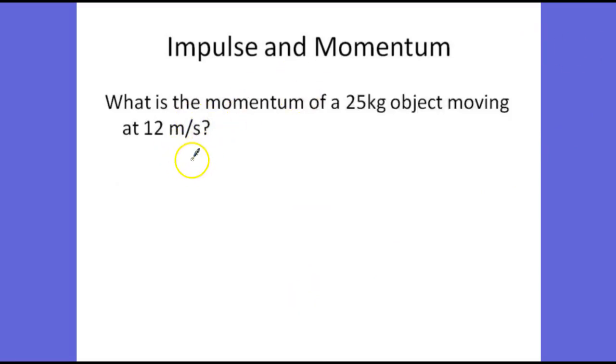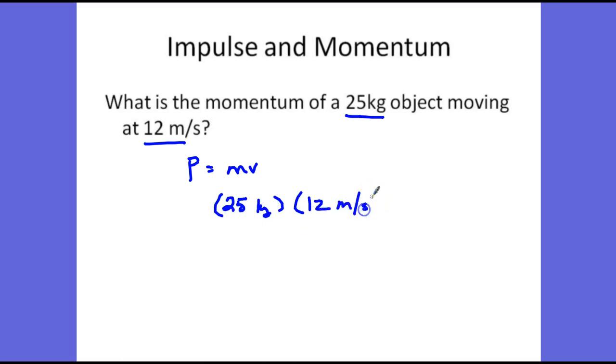So a very simple calculation: if momentum is mass times velocity, an object has 25 kilograms of mass and it's moving 12 meters per second. So 25 kilograms times 12 meters per second would be 300 kilogram meters per second.